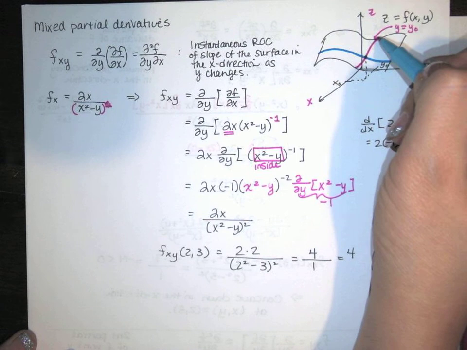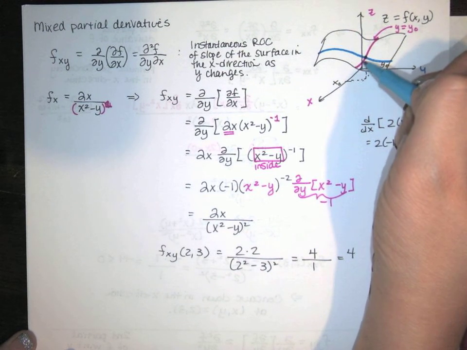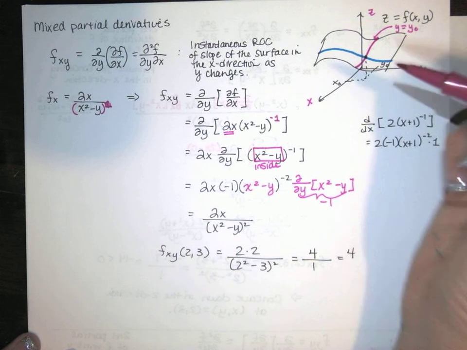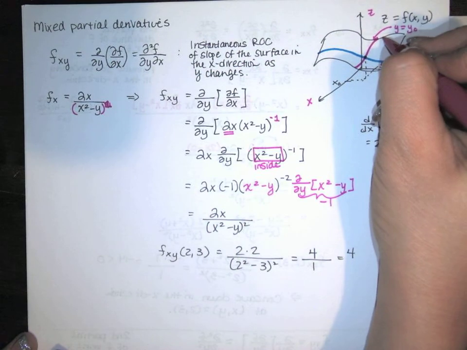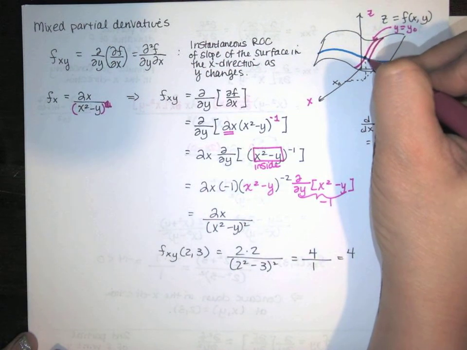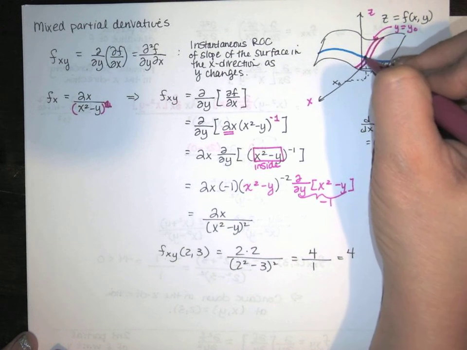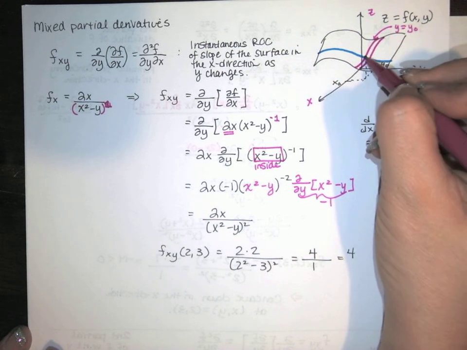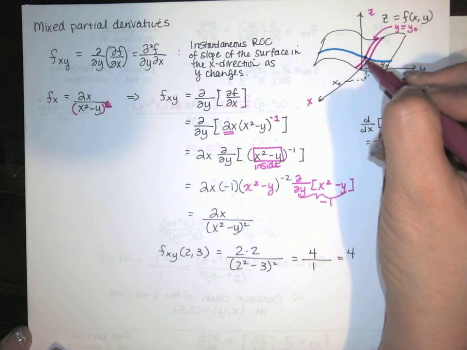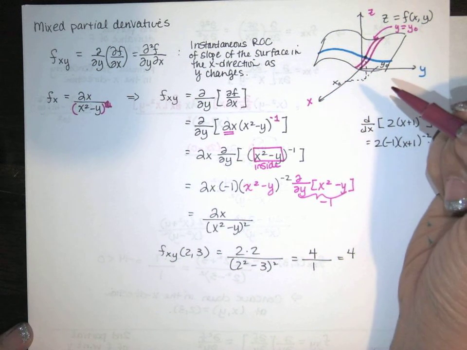And the slope of the surface in the x direction is given by this, right? I look at this curve and then I look at the slope there. How does that slope change as y increases by 1 unit? So we're going over this way, 1 unit, and we're calculating the slope over here. And we're asking ourselves, does that slope increase or does that slope decrease?